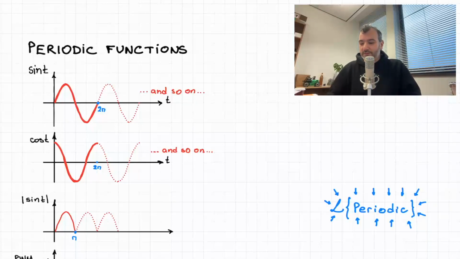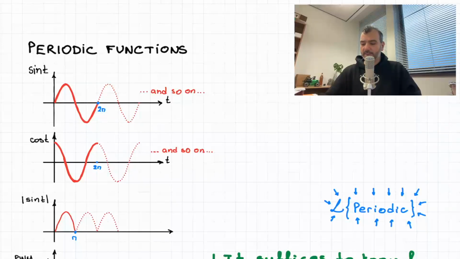Hello and welcome to this video on periodic functions and how to determine their Laplace transform. So what is a periodic function? It's a function that repeats, roughly speaking. Take sine of t for example. Sine of t looks like this on the interval from 0 to 2 pi, and then the same pattern repeats.